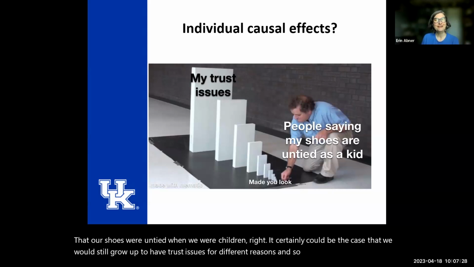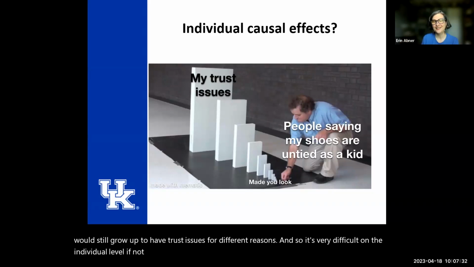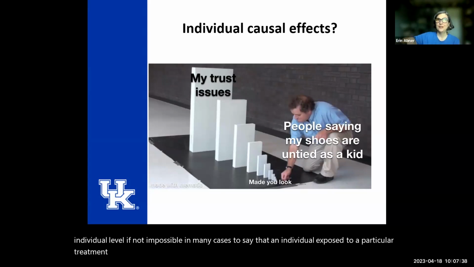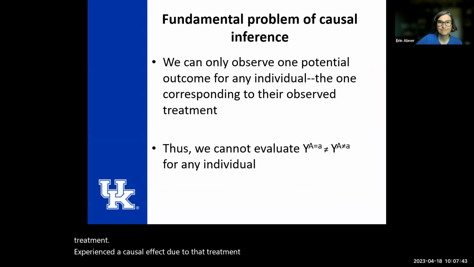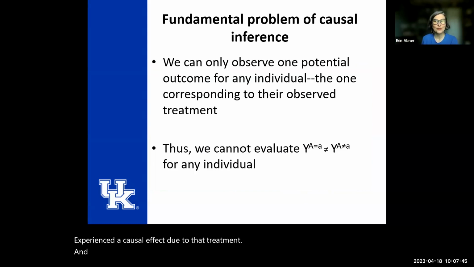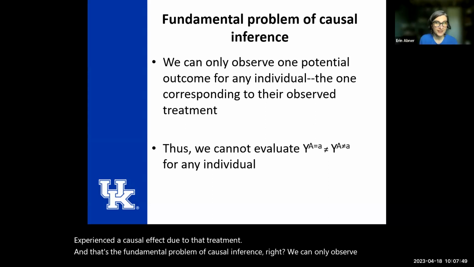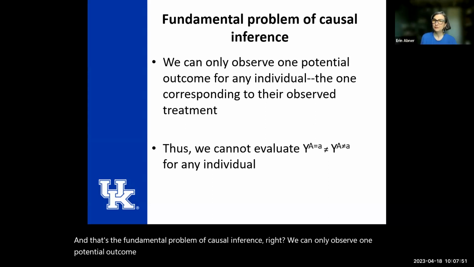And so it's very difficult on the individual level, if not impossible in many cases, to say that an individual exposed to a particular treatment experienced a causal effect due to that treatment. And that's the fundamental problem of causal inference, right? We can only observe one potential outcome for any individual, and that's the one that corresponds to their observed treatment. And so we can't ever evaluate that expression, right?